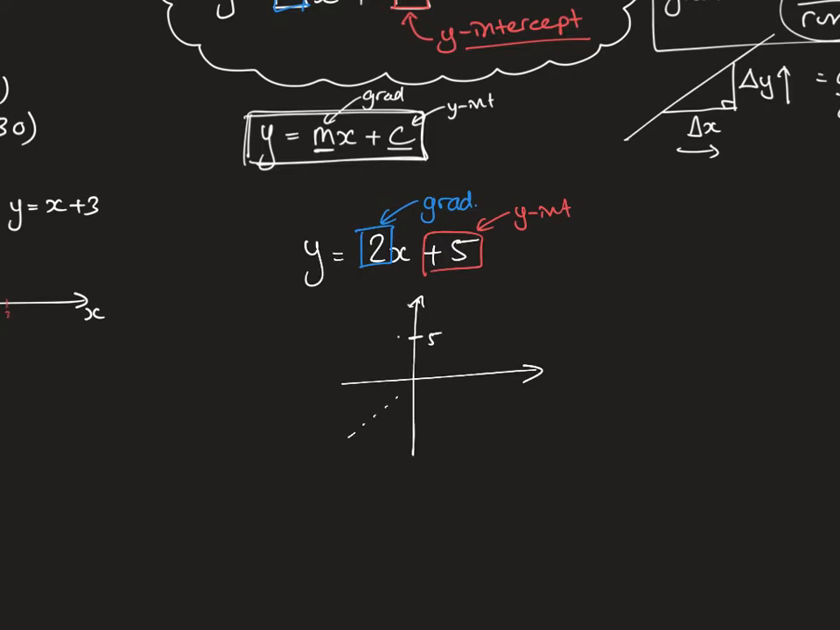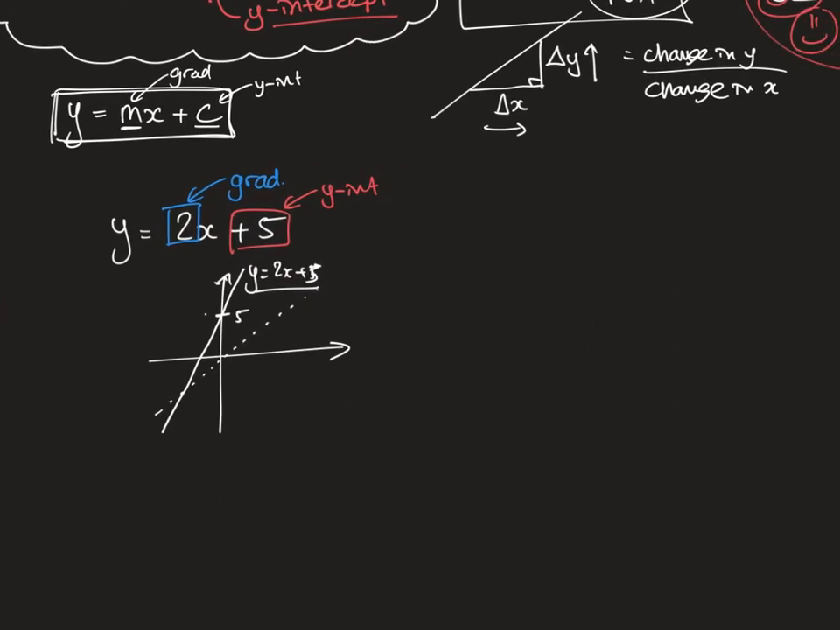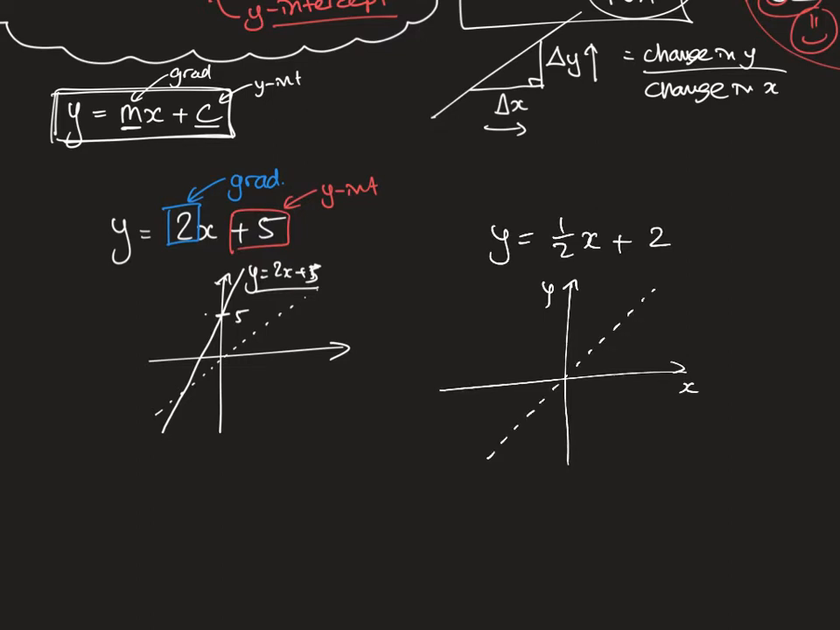So if this was the normal y equals x graph, the graph that we would be drawing would actually be double the steepness, y equals 2x plus 5. It's just double the steepness there. Whereas if, for example, you had the graph y equals a half x plus 2, that's my y, that's my x. We'll be doing more of these in just a second, but here we go. If this is the normal y equals x graph, we could see that the steepness would be half of that.